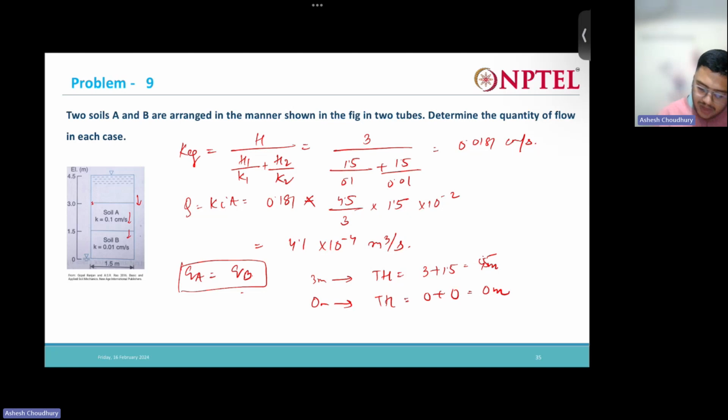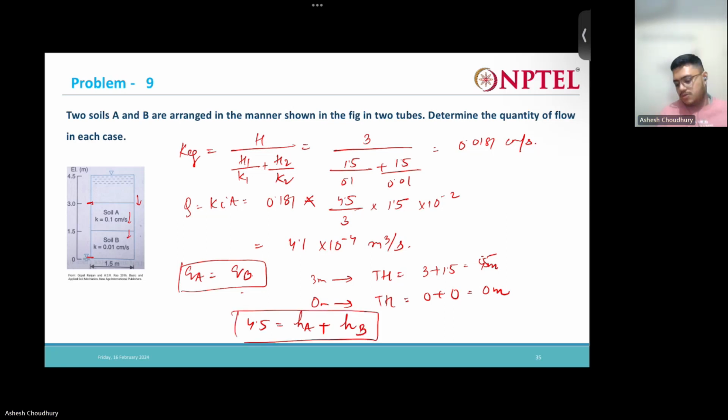So this 4.5 is what? The 4.5 is the total head loss that is occurring while the flow is happening from here to here. Out of the 4.5, some head loss is happening in soil A, and some head loss is happening in soil B. So this is one relation: this 4.5 should be equal to the head loss happening in soil A plus the head loss happening in soil B. Done?